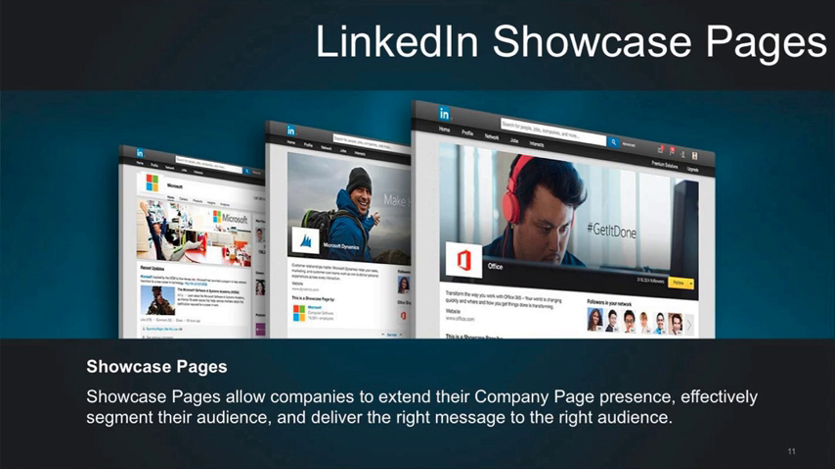Showcase pages are a free solution to help extend your brand's presence on LinkedIn. Showcase pages can allow companies to effectively showcase different lines of business as well as products, segment audiences, and deliver the most relevant content experience to LinkedIn members.